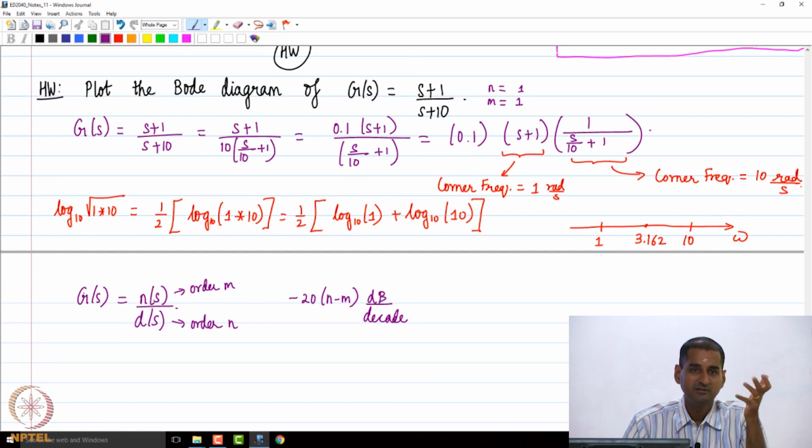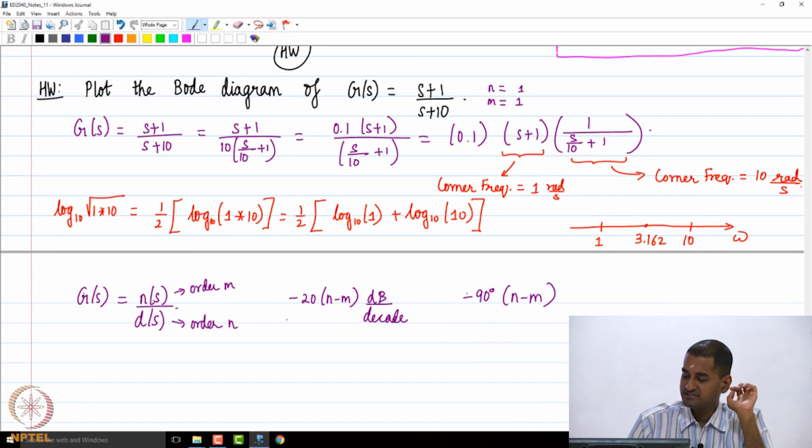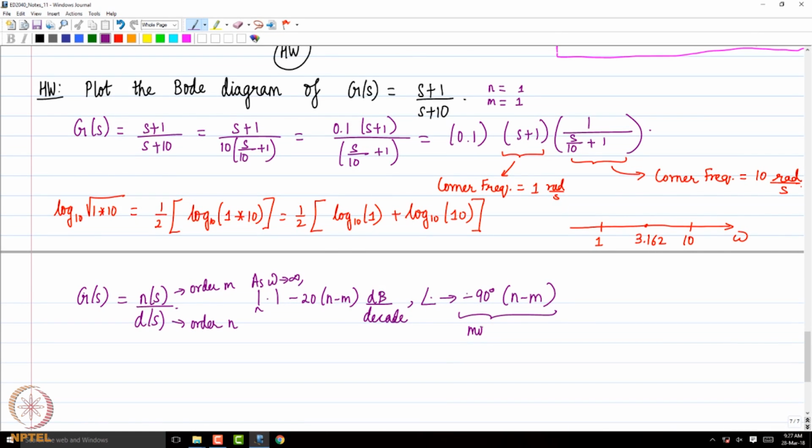What is going to happen? Both are just going to cancel out each other, right. That is what is going to happen. That is point number 1. And what can you say about its phase as omega tends to infinity? What is going to happen for a minimum phase transfer function? You remember the phase tends to minus 90 times n minus m, right. So, these are the results as omega tends to infinity. The magnitude tends to this one, the phase tends to this for a minimum phase system, right.